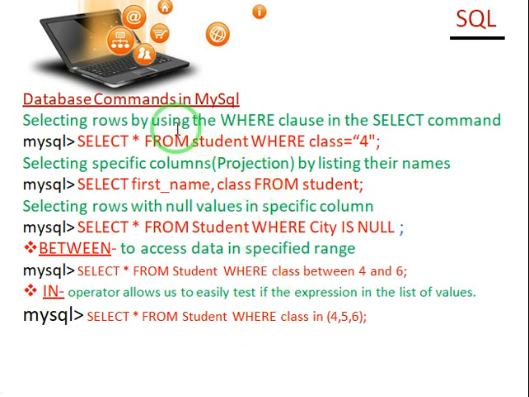Now, let's say we want to select a particular row. We want to select all values actually where the class is four. So we write down this SQL command. Let's say we just want to see first underscore name, which is one column. So we use select first underscore name comma class from student. And let's say you want to see all cities where there is no value defined in the table, which is basically is null. Then we use select star from student where city is null.